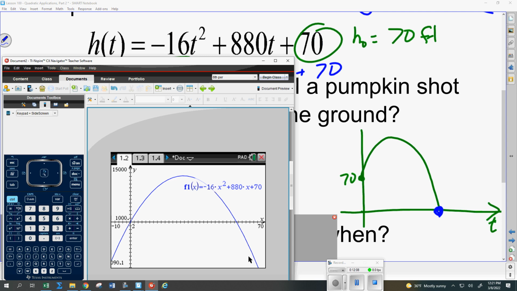Now, wait a minute. On my calculator, it looks like it goes through 0, 0. Should I change my graph? No, you have to use your brains on these. This one goes through 0, 70. It does not go through 0, 0. So when you draw your graph, you need to make sure it does not look like it's going through 0, 0. Everybody okay with this much?